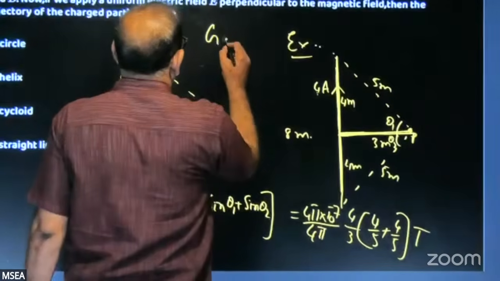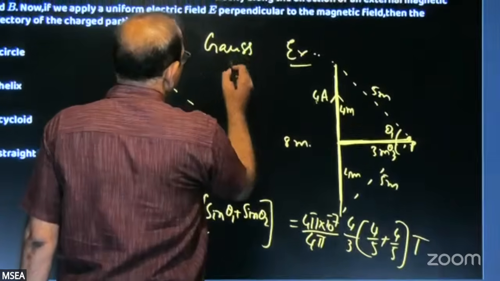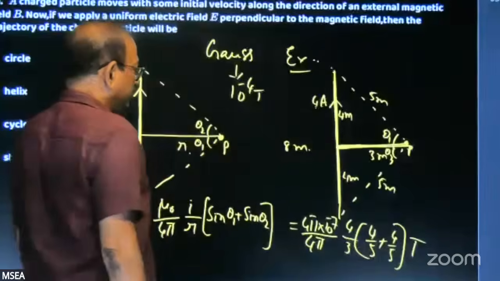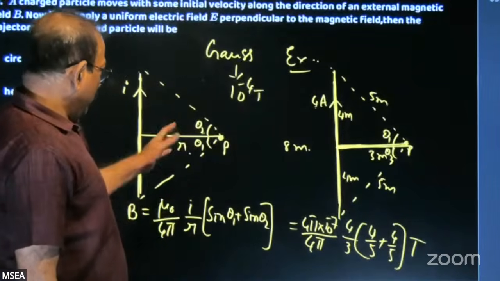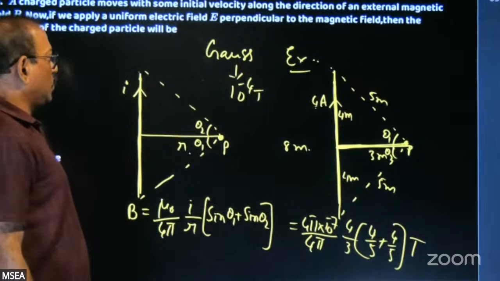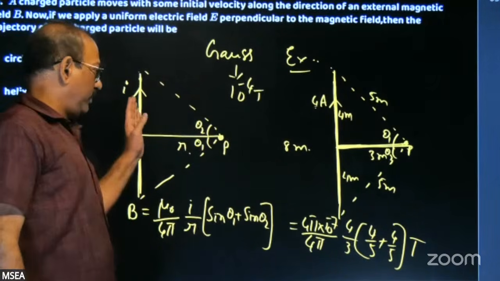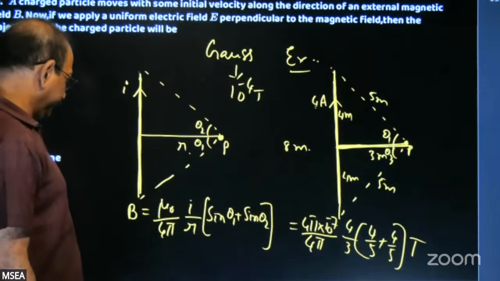The CGS unit of magnetic induction is Gauss. 1 Gauss is 10 power minus 4 Tesla. Remember units also. This is how to find magnetic induction due to a wire of finite length.